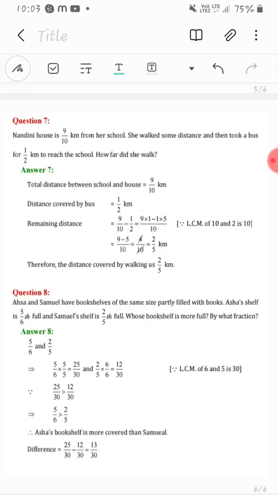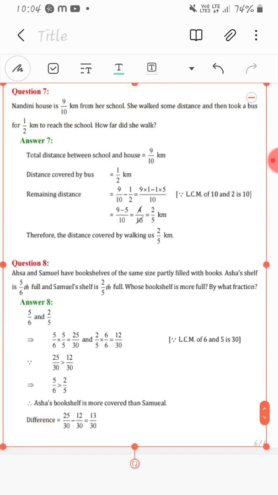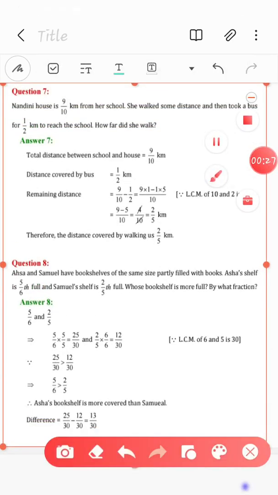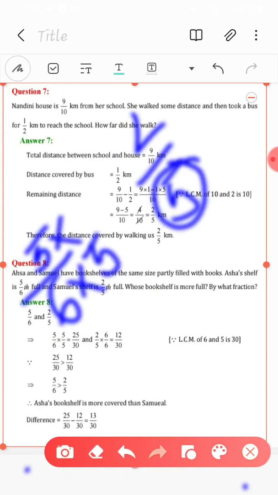So question number 8. Asa and Samuel have bookshelves of the same size partly filled with books. Asa's shelf is 5 by 6 full and Samuel's shelf is 2 by 5 full. Whose bookshelf is more full, and by what fraction? So 5 by 6 and 2 by 5, we have to find out which is the bigger fraction here. We have to multiply the denominators to get the same denominator.